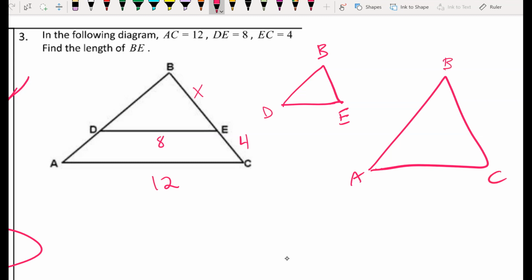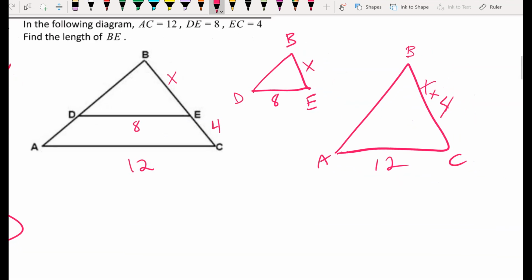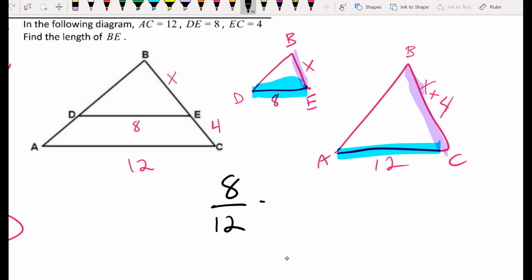Now I'm going to assume these triangles are similar. I know that DE is 8, BE is X, AC is 12, but BC, if I try to label that whole side, part of it's X and the other part is 4. So the whole side length I can label as X plus 4. If I'm setting up a proportion, DE and AC are corresponding sides, and BE and BC are corresponding sides. So I can do DE, which is 8, over AC, which is 12, equals X, which is BE, over X plus 4, which is BC.